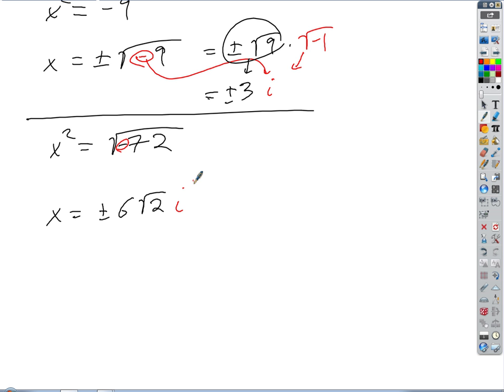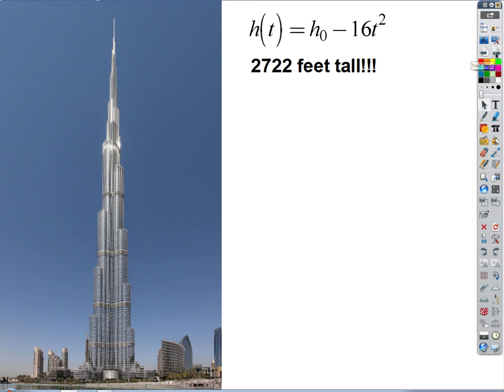Okay. All right. So let's take an example. Let's take the example of, what's this thing called again? The Burj Khalifa. Okay. Tallest building in the world. 2,722 feet tall. That's more than half a mile. That's a big building. Think of all the stairs you could do in there. Yeah, you could really get in shape.